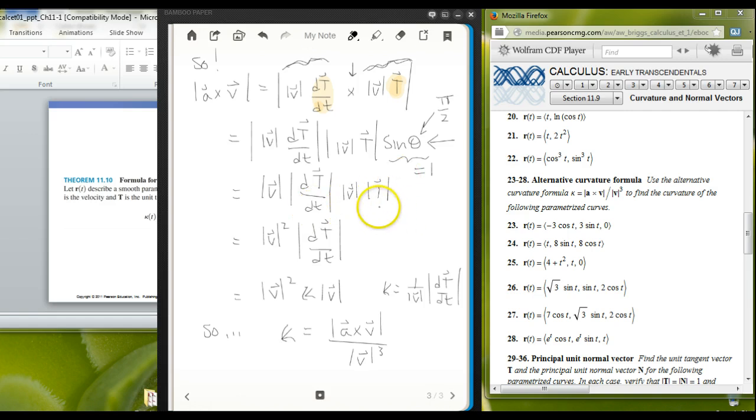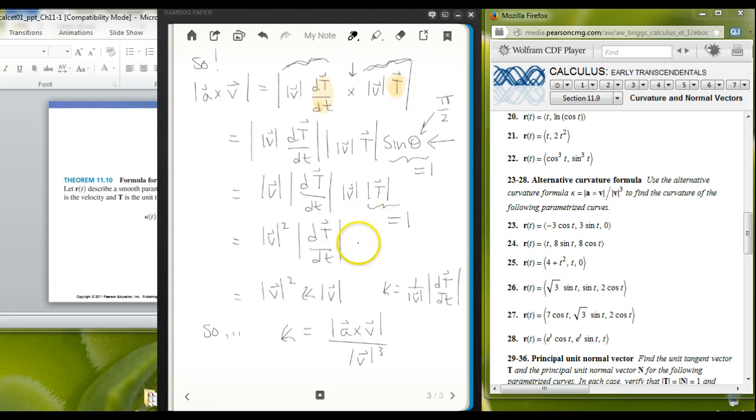Now part of this still simplifies again, because the magnitude of T is a unit vector, so that equals 1 also. So what we end up getting is magnitude v squared, since there's two of them, and magnitude of dT/dt. Now we don't know that the magnitude of the derivative of the unit tangent vector is 1. The unit tangent vector's rate of change can be greater than 1. Just because the tangent vector has magnitude 1 doesn't mean its rate of change has a magnitude of 1. So we don't know anything about the magnitude of dT/dt.